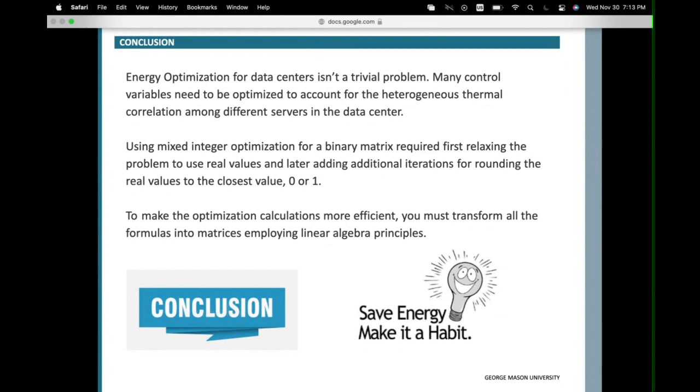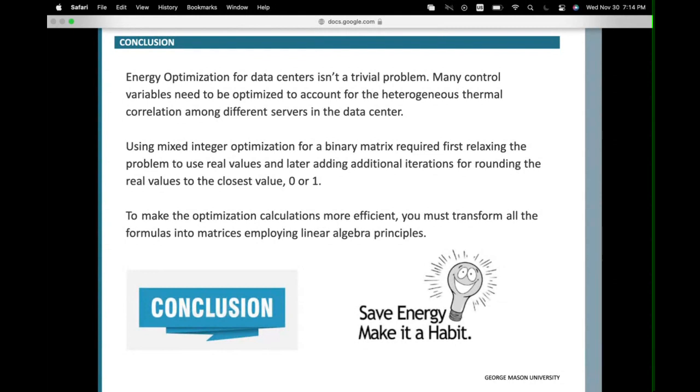Also in this problem, as you can see, we have control variables that are a binary matrix, and mixed integer optimization doesn't really work with binary. So I first had to use real numbers, relax the problem, and later on round these: get the max and round to the closest 1 or 0. That helped me get binary values at the end.